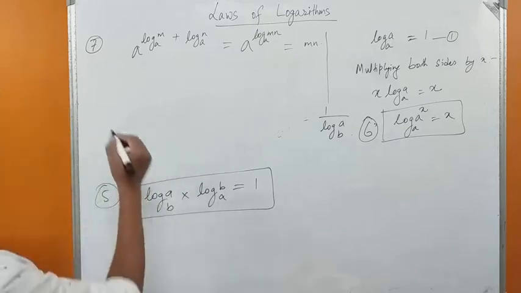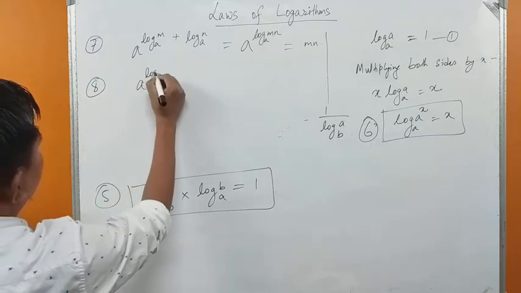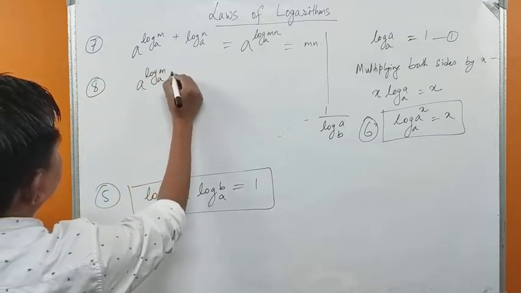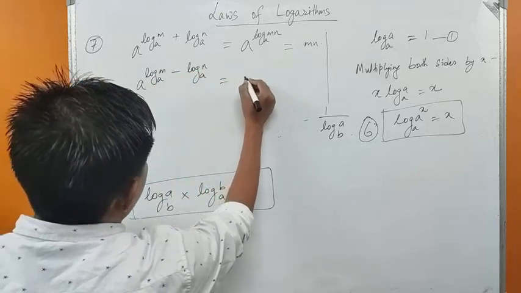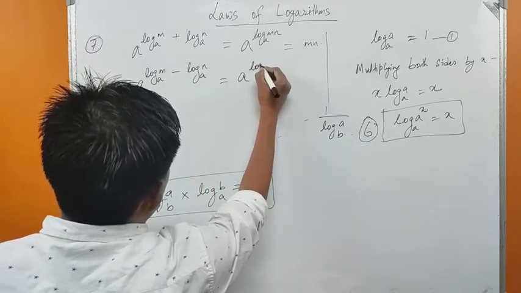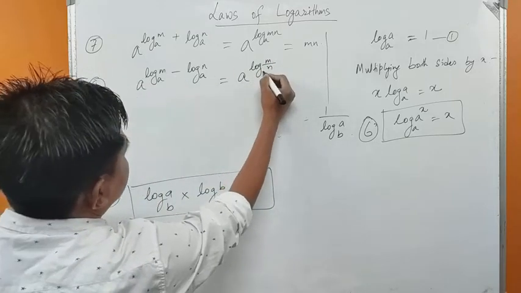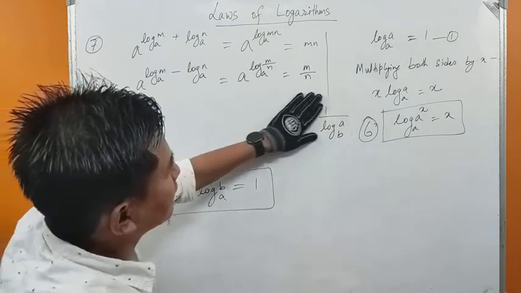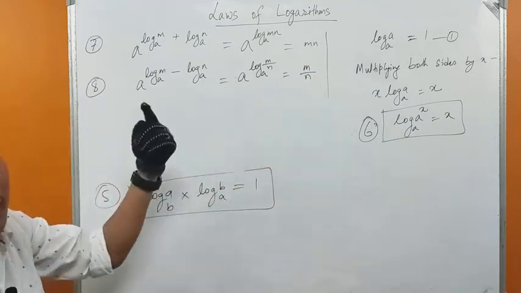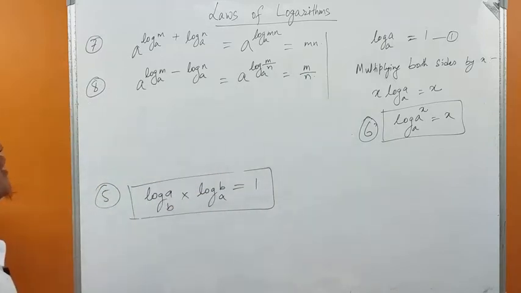Now let us see the 8th law. a to the power log m to the base a minus log n to the base a is written as a to the power log m upon n to the base a. Minus means upon, isn't it? This gives us m upon n. Same way as we did earlier, let us suppose this equals x, and we convert exponential form to logarithmic form.